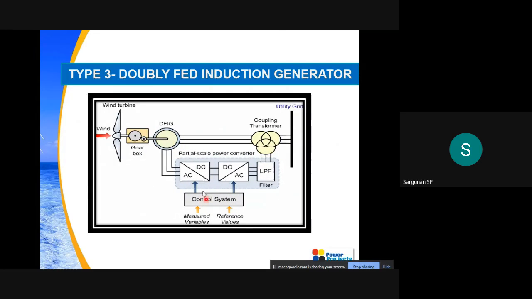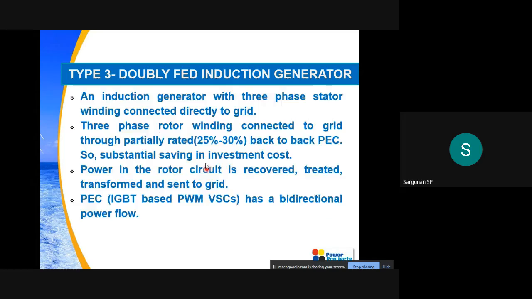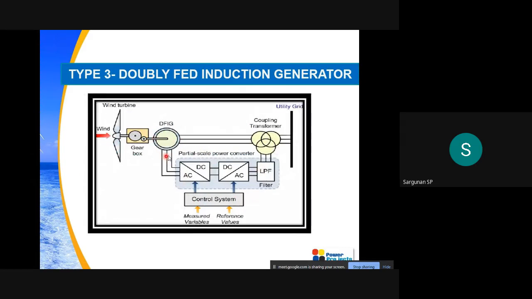Here you can see we employ a power electronic device, a back-to-back AC to DC and DC to AC device. Since this is an induction generator, in order to excite it, we get power from the utility, about 25 to 30 percent. Normally this rating will be around 25 to 30 percent of the total capacity, because we need only such power to excite this doubly fed induction generator. This reactive power will flow through, so it will be excited, and the active power which is produced will get exported directly to the utility.